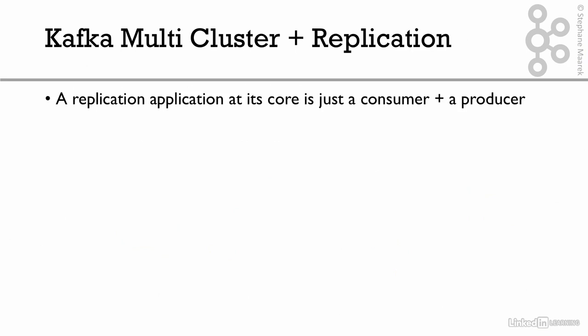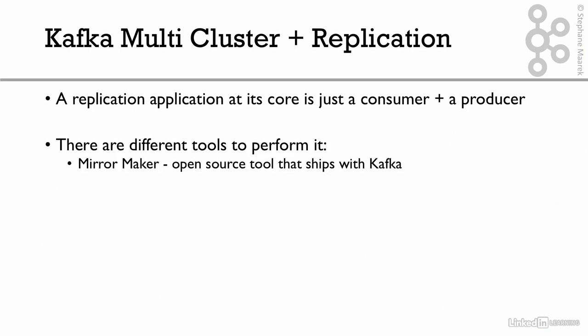So now a replication application, it's super easy to think about it. It's just a consumer from a cluster and a producer to another cluster. And there are different tools to perform it. And the first one you may have heard of is Mirror Maker. And Mirror Maker is the open source tool that ships with Apache Kafka. The thing with Mirror Maker is that while it does its job okay, usually when you have huge scale, and again, huge is different for everyone, it may prove itself to be a bit tricky. So Netflix, for example, they use Flink and they wrote their own application.